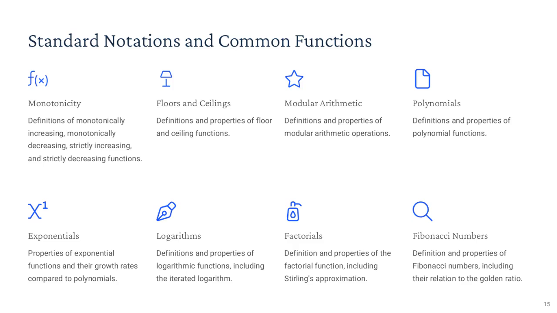Common mathematical functions play a central role in algorithm analysis. Monotonicity describes functions that consistently increase or decrease, which helps in predicting trends. The floor and ceiling functions, which round numbers down or up, are often used in discrete calculations. Modular arithmetic, dealing with remainders, is critical in areas like cryptography and hashing. Additionally, polynomials, exponentials, logarithms, and factorials frequently arise in complexity analysis. Logarithms, for instance, describe the growth of divide and conquer algorithms, while factorials are common in combinatorics and recursion. Understanding these functions and their properties provides essential insights into algorithm efficiency and scalability.